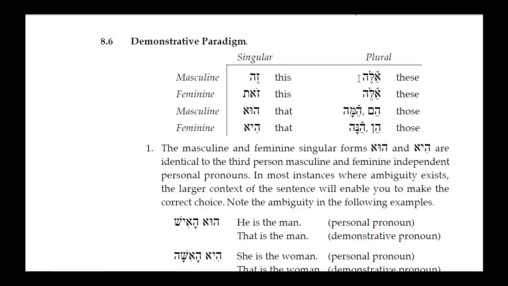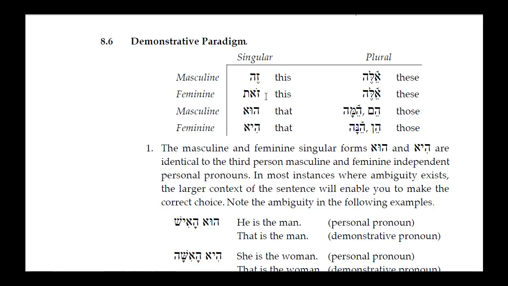Eleh evanim, you would say, these stones, or eleh anashim, these men. That's what they would refer to right here. Zeh is singular. It was this one, or this book, or this house.